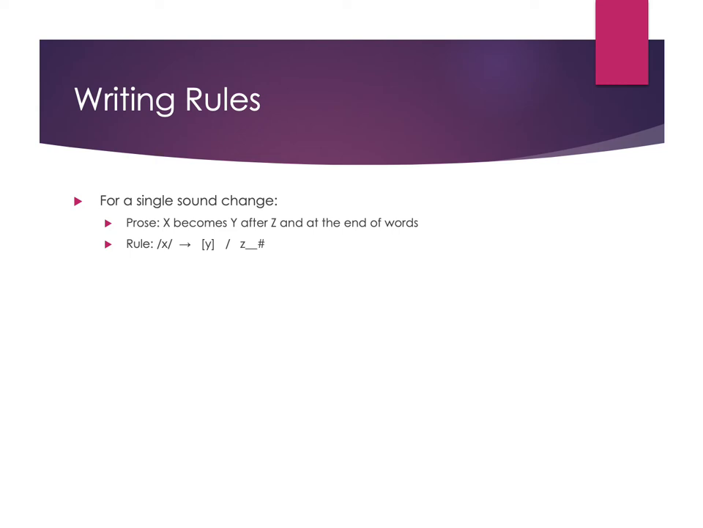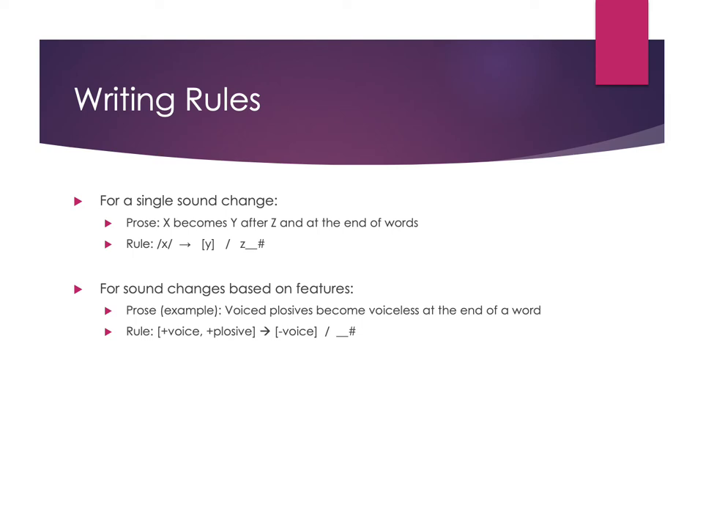And then the environment that you have described, you would put into the visual of that environment. So if it's after Z and at the end of words, then you'd have your Z sound first, your underscore to say, this is where the sound change happens. And then you'd have your pound sign or hashtag after that to signify that that's a word boundary and that that's the end of the word. However, when we have changes that are based on features, if there's several sounds that are all behaving the same way, they're all behaving together, then we want to use those features, those plus or minus features that we've talked about.